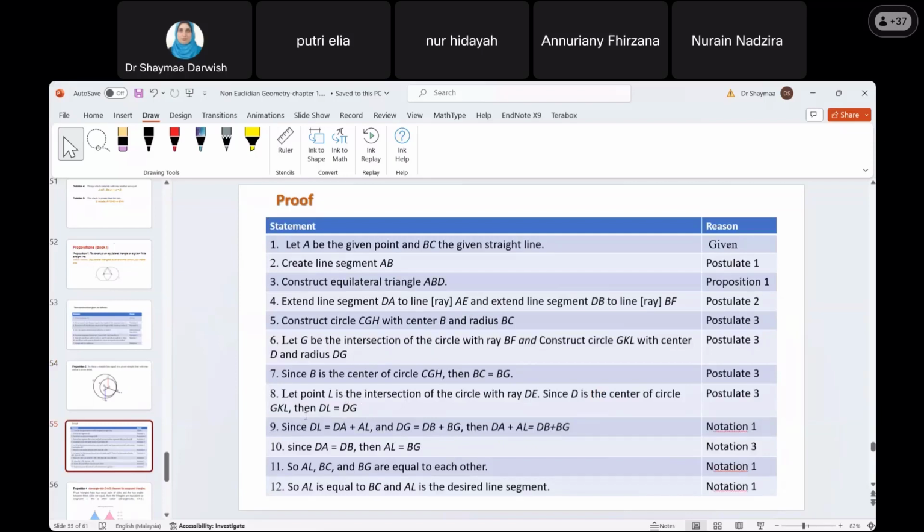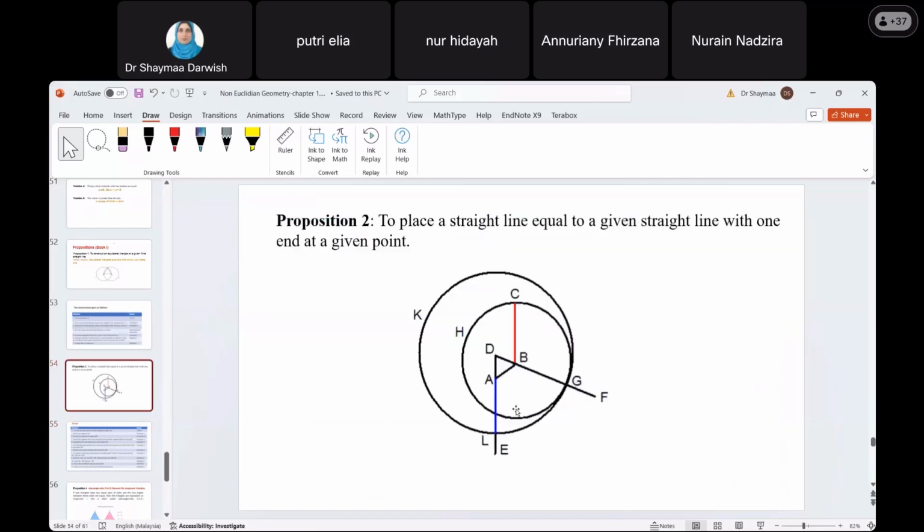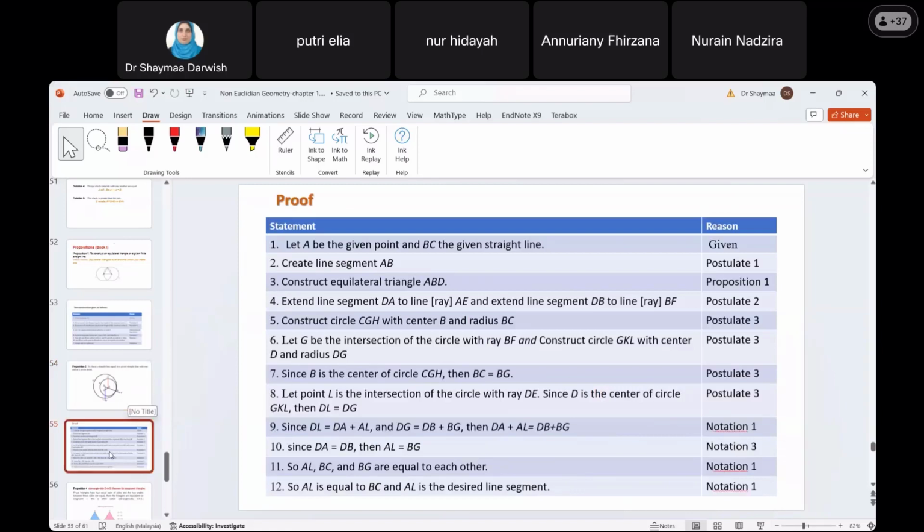And since D is the center, DL is equal to DG. If you subtract the equal parts, the sides of the equilateral triangle, you will have that AL is equal to BG. And also we have BG equal to BC, so all are equal. So please, you have to know how to draw and how to prove.